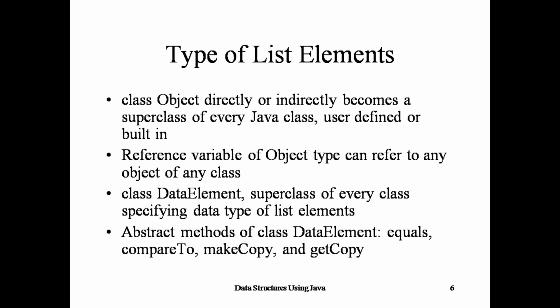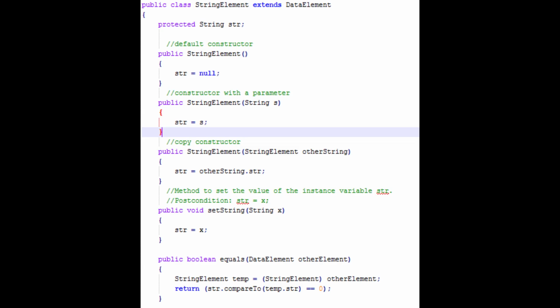Next, we have the class StringElement. If you need to implement a list of names in a program, you can create the class StringElement as follows. Public class StringElement extends DataElement. We put here extends DataElement because StringElement inherits from, or is a subclass of, DataElement. So we have here protected String str, its instance variable, and a default constructor StringElement, which sets the string str equal to null or empty string.